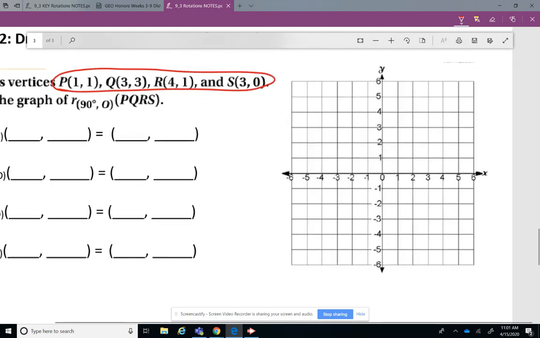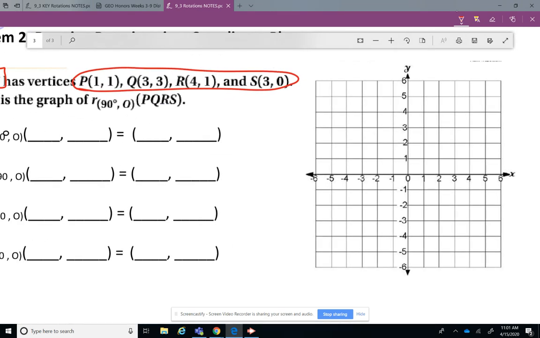All right, so let's do P is 1, 1. All right, and let's label it P. All right, Q is 3, 3. We're going to label it Q. R is 4, 1. I'm going to label that R. And S is 3, 0. And we're going to label that S. All right, so go ahead and connect those. If you're looking in your book, they already have this figure sitting right there.